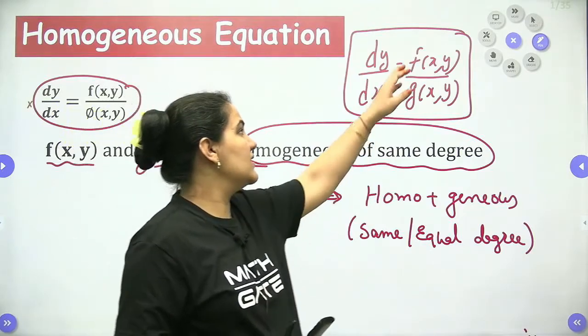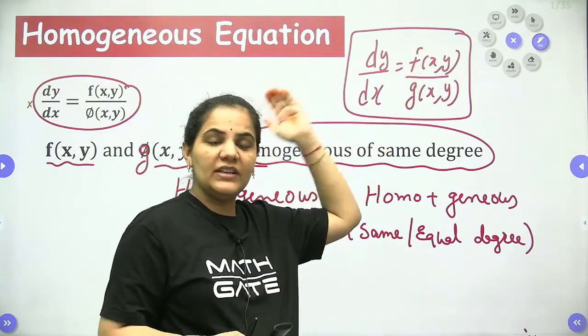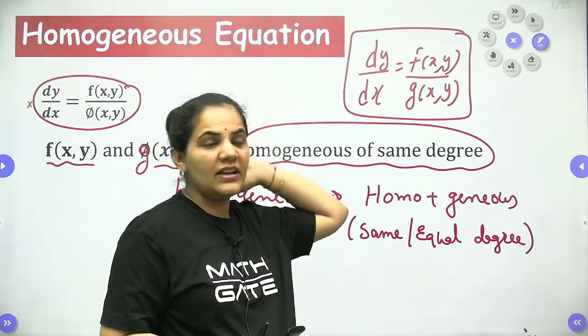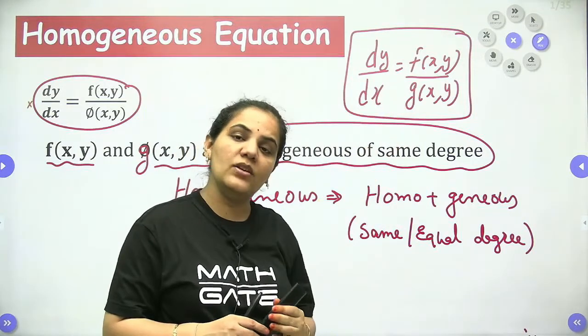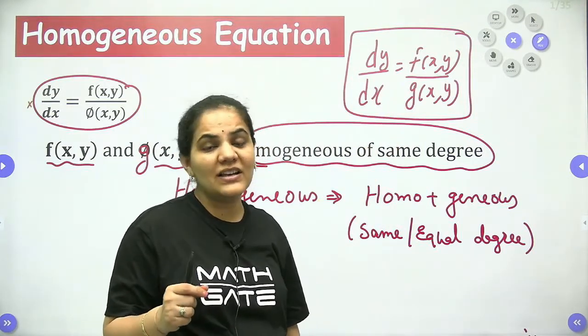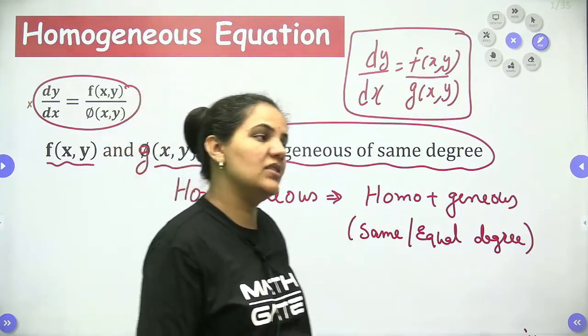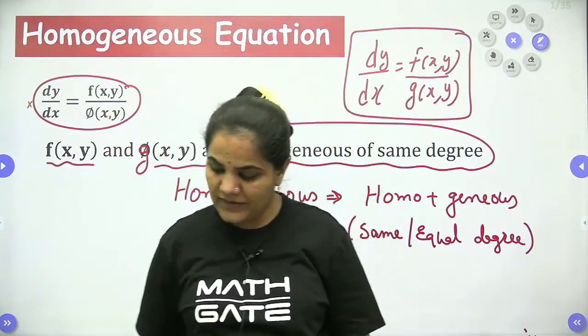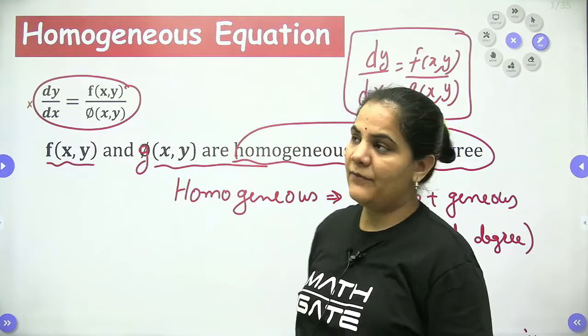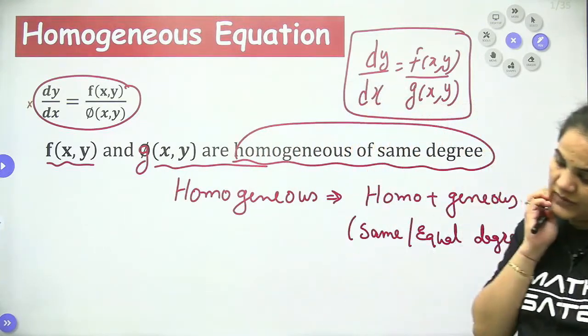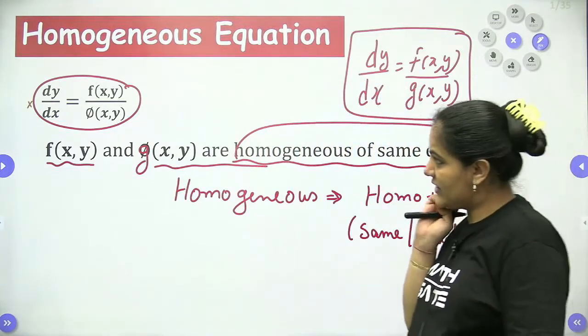Means suppose there is a homogeneous function of degree 1 in the numerator. Similarly it should be homogeneous of degree 1 in the denominator also, right? So that is called the homogeneous differential equation. It's a very simple type of differential equation, dear students. f(x,y) and g(x,y) are homogeneous functions of the same degree, right?